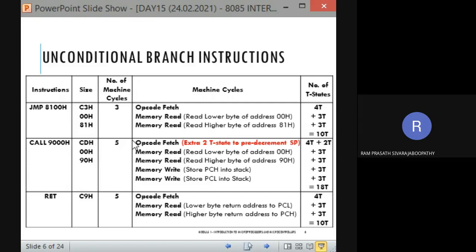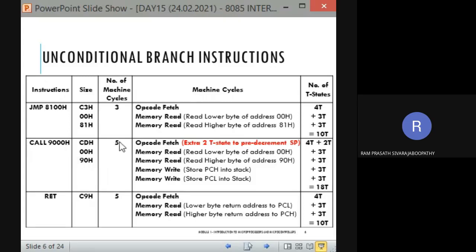So the first machine cycle is opcode fetch, and the second and third machine cycles, memory reads, are used to get the address to which we have to call, or the address from which the program has to continue. That information is taken. After that, it stores the program counter value, higher byte into the stack, then lower byte into the stack. Clear? So this is the sequence of things that happen in the execution of the call instruction.